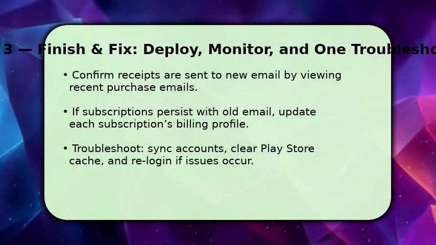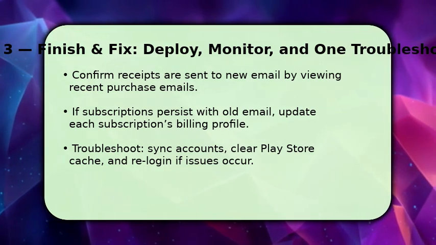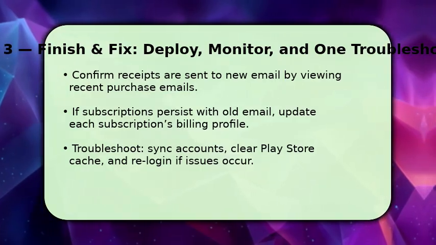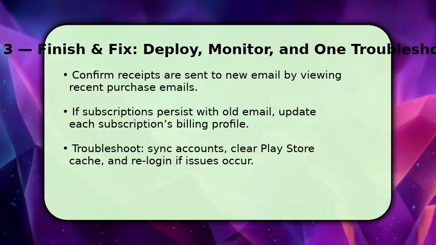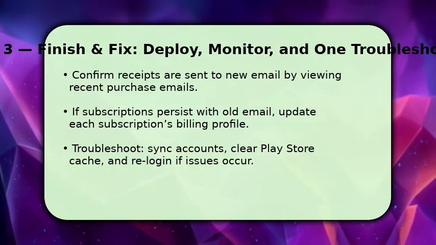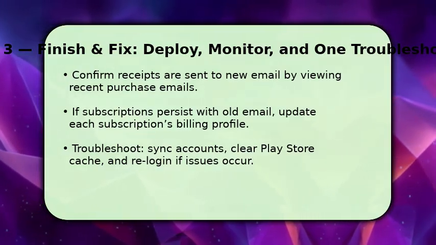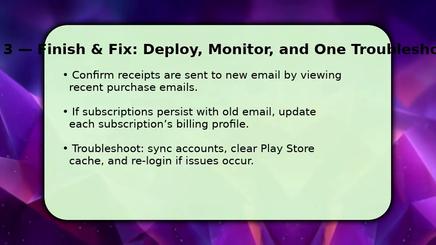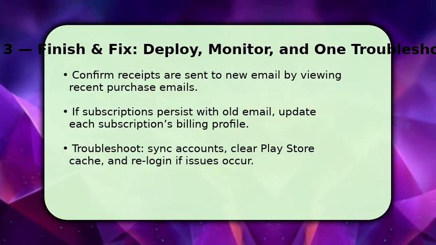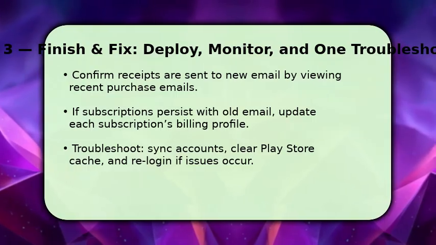To finish, confirm that future receipts and billing notifications go to the new email by making a small purchase or checking recent receipts in Google Payments. If subscriptions still bill the old email, open each subscription in Play Store and update its billing profile to the new payment method. If something goes wrong, clear Play Store cache, force stop the app, sign out and sign back in, and resync accounts. These steps fix most propagation delays and ensure the new payment email is used.